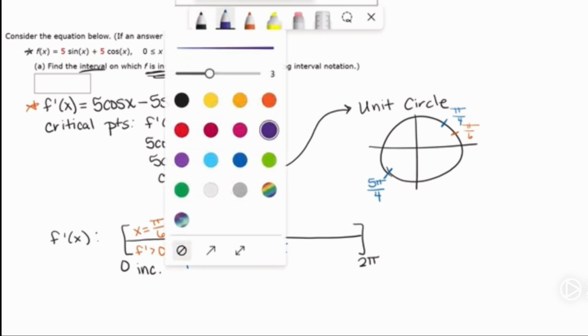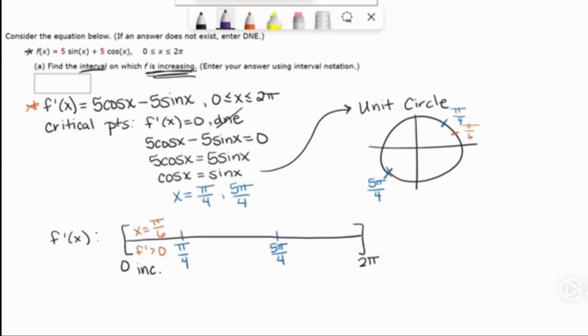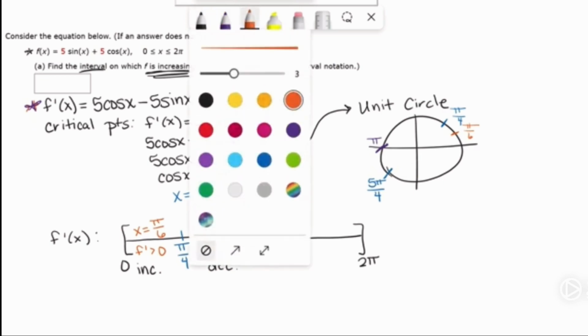And so next we can find a point between pi over 4 and 5 pi over 4, which we can put as pi, and here cosine is going to be -1, and sine is going to be 0, and -1 minus 0 is just going to be -1, which is a negative value. And so f prime is going to be less than 0, thus it's going to be decreasing.